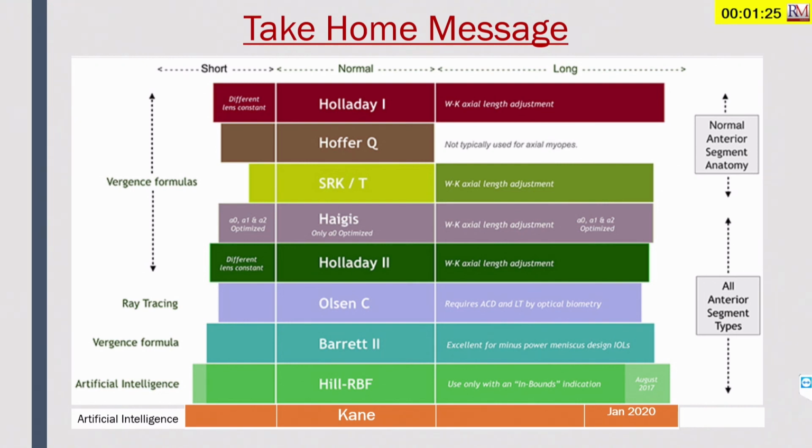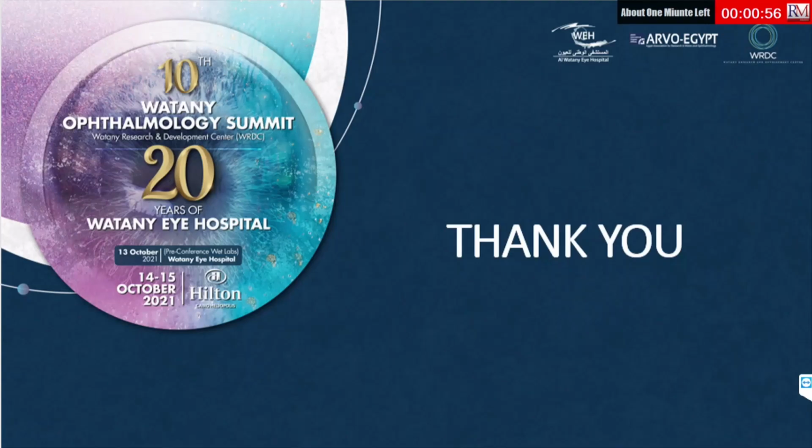If you have a fourth generation formula or online calculator, please don't use the third generation and go for the rest. The fourth generation Haigis will work fine for all ranges of axial lengths, but please add the Wang-Koch axial length adjustment. Holladay 2 is very good in short axial length. If you would like to use it for long axial length, add the adjustment. Olsen, Barrett, Hill-RBF, and the Kane work excellent on all ranges of the axial length. And thank you.